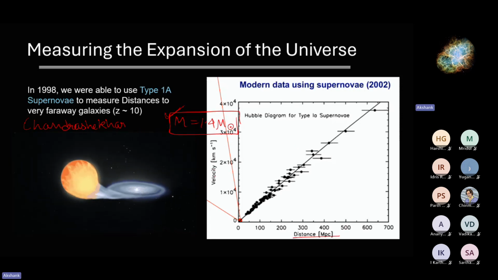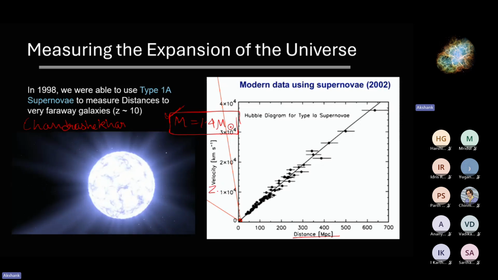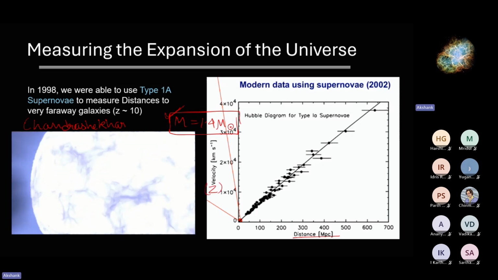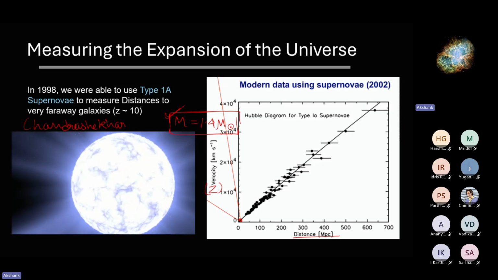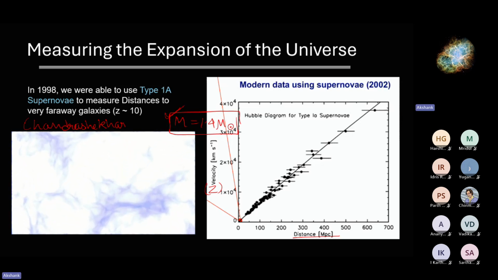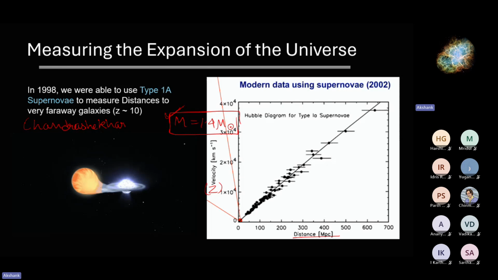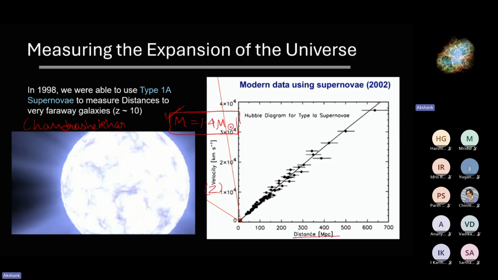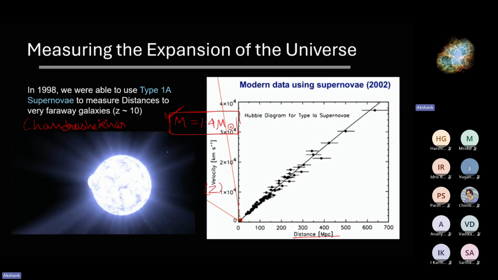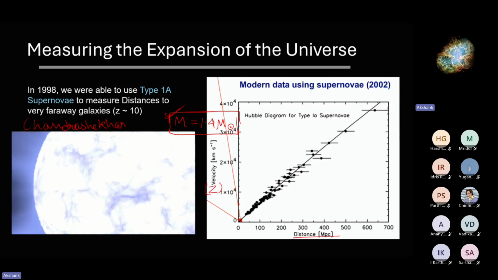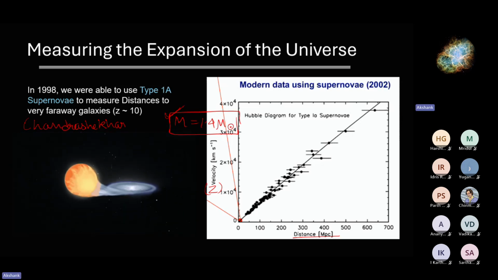And this y-axis velocity comes from the redshift. So you already have the redshift data, or you can even get it from the same supernova as well. So you are able to plot redshift versus distance. And that gives you, again, the straight line of the Hubble law, to much larger distances.